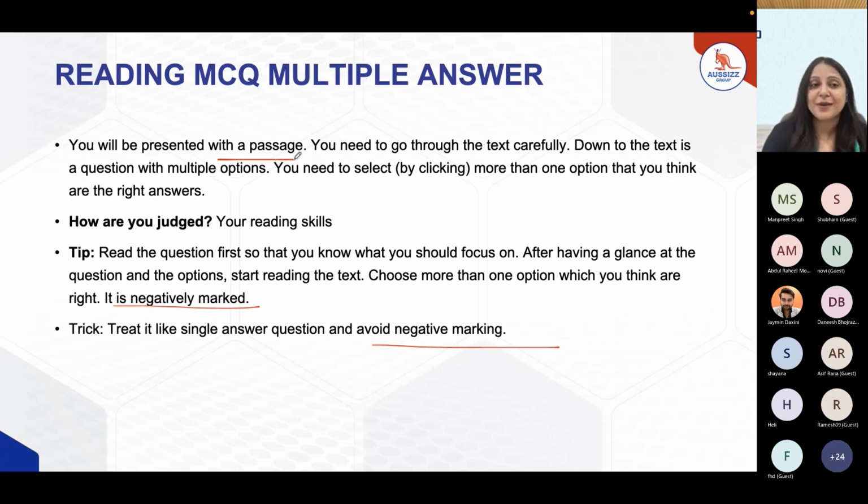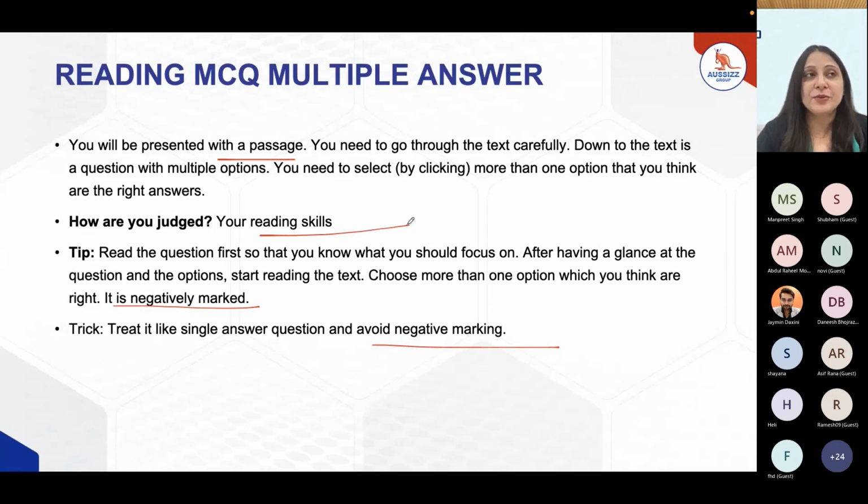So it will not cut marks from other sections, and it will cut only marks in this question. So if you are doing 2 wrong and 1 right, that is -1. But still you will be awarded 0 because the minimum score is set to 0. Now, how are you judged?